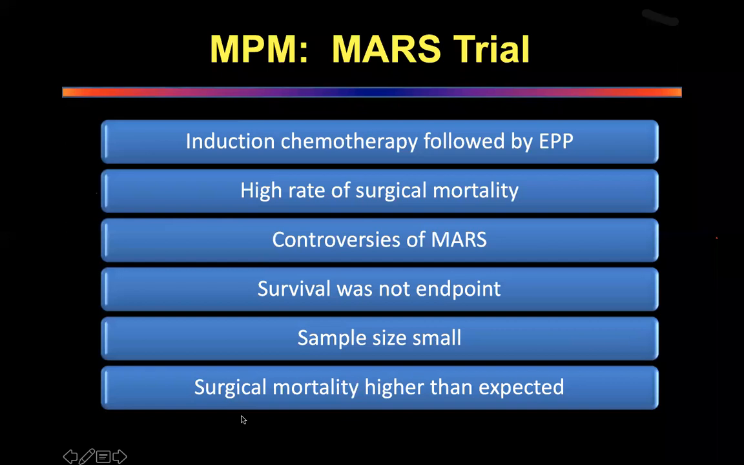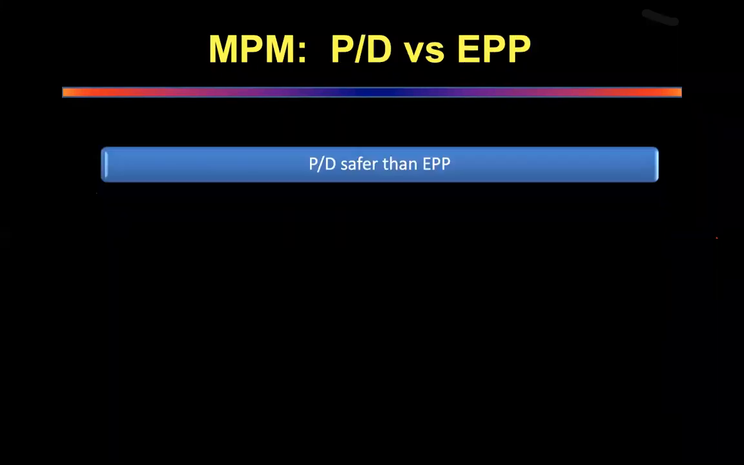So there is a certain mortality you quote for EPP. The surgical mortality was definitely higher. So the question was, had it got to do with the surgical skills of the surgeons who were taking part in the trial? These are the points which are frequently discussed about the MARS trial.